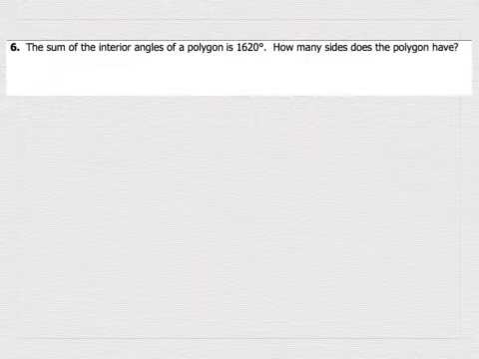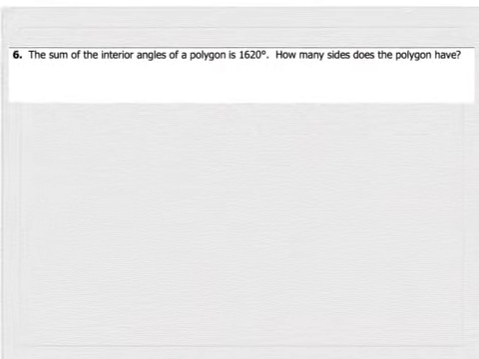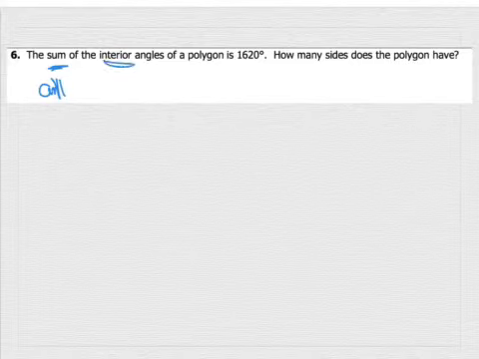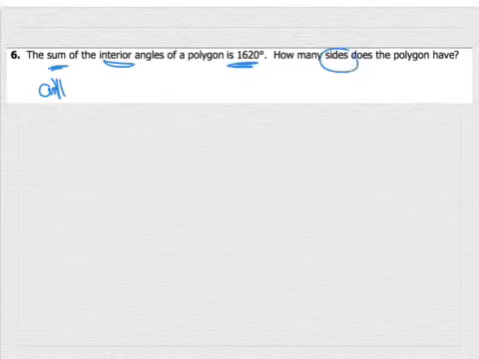Okay, let's decode through this one. The sum, and when we talk about sum, we already said that that's going to be all. So the sum of the interior angles of a polygon is 1620. How many sides does the polygon have? So we're trying to figure out what n is.